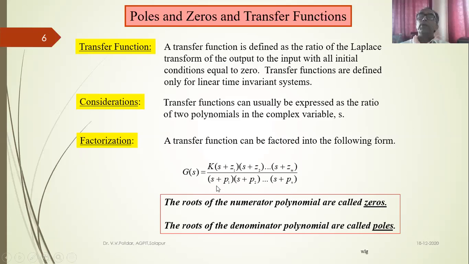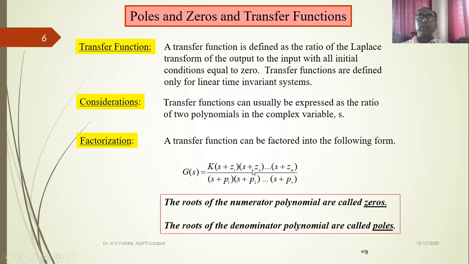The values of the factors in the denominator which make the entire ratio infinite are called poles of that function. So denominator factors define the poles of the system. Numerator factors define the zeros of the system.